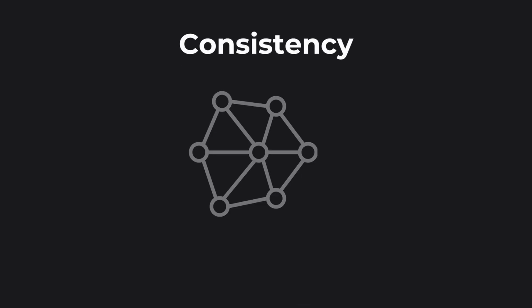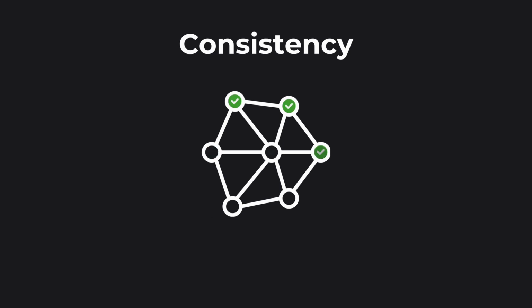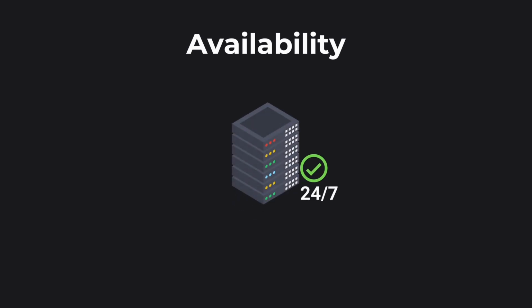Consistency ensures that all nodes in the distributed system have the same data at the same time. If you make a change to one node, that change should also be reflected across all nodes. Think of it like updating a Google Doc. If one person makes an edit, everyone else sees that edit immediately. Availability means that the system is always operational and responsive to requests, regardless of what might be happening behind the scenes. Like a reliable online store, no matter when you visit, it's always open and ready to take your order.